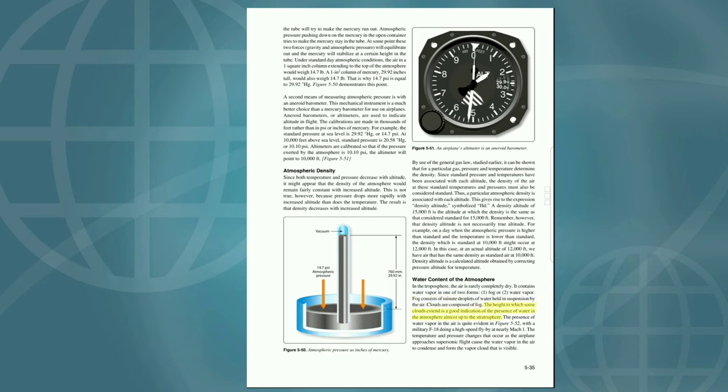The height to which some clouds extend is a good indication of the presence of water in the atmosphere almost up to the stratosphere. The presence of water vapor in the air is quite evident in Figure 5-52, with a military F-18 doing a high-speed flyby at nearly Mach 1. The temperature and pressure changes that occur as the airplane approaches supersonic flight cause the water vapor in the air to condense and form the vapor cloud that is visible.